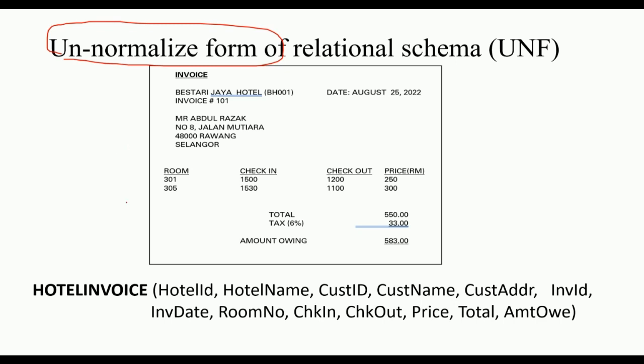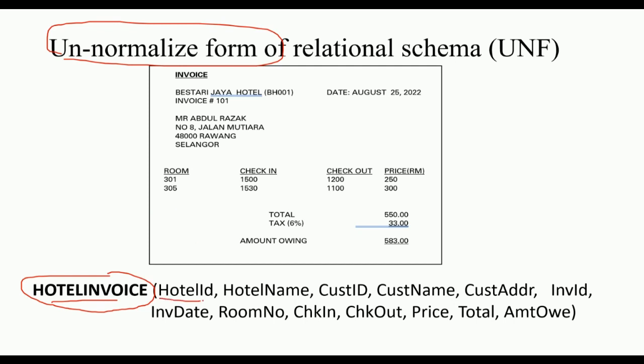So from this invoice, we need to identify the attributes. First, we give the name of the relation or the table. Later we're going to create an ERD. This is the hotel invoice. You can give any name. You can just call it invoice or whatever it is. It must be logical, based on the attributes or data that we are going to normalize.